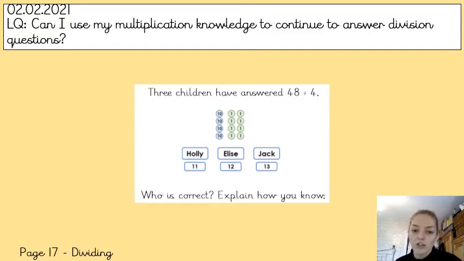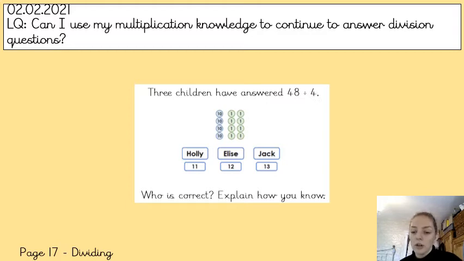So it says 3 children have answered 48 divided by 4. Who is correct? Explain how you know. So Holly says the answer is 11. Elise said the answer is 12 and Jack said the answer is 13. So pause the video here and have a go at answering this question. Remember, when it says explain how you know, we need to see working out or sentences that explain why.